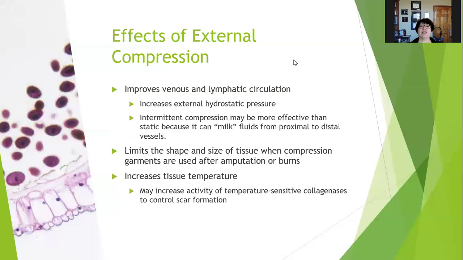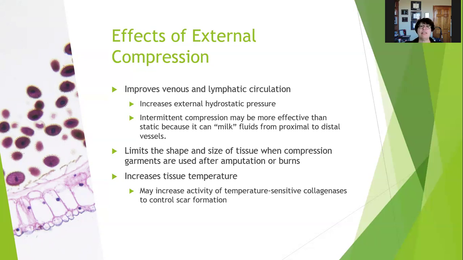So on to it. So the effects of external compression: in any situation, external compression can improve venous and lymphatic circulation because it increases external hydrostatic pressure. Intermittent compression can be a little more effective than static at times because it can sort of milk fluids from proximal to distal vessels. So when we're doing manual lymph drainage, we're usually working the fluid up, and intermittent compression can kind of do that too. And we'll talk about different types of intermittent compression.